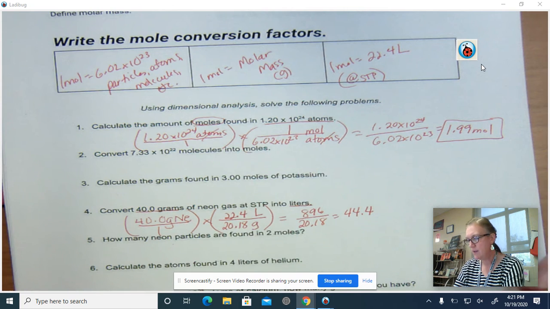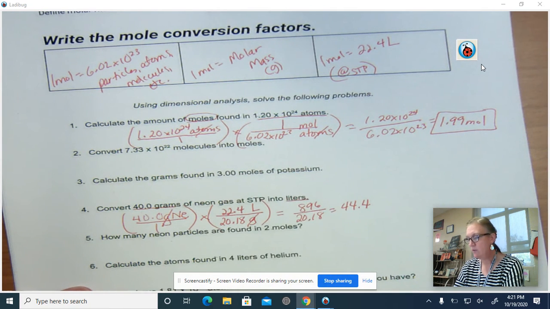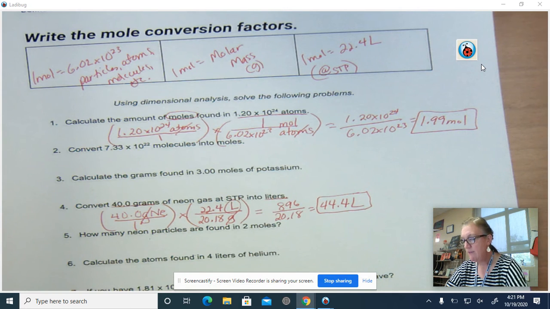Well, what unit is it? Grams cancels out. So what you're left with is what you need, liters. So my answer would be, if I had that much neon, 40 grams of neon, it would take up 44.4 liters of space. Okay, and that's how you do that using dimensional analysis.